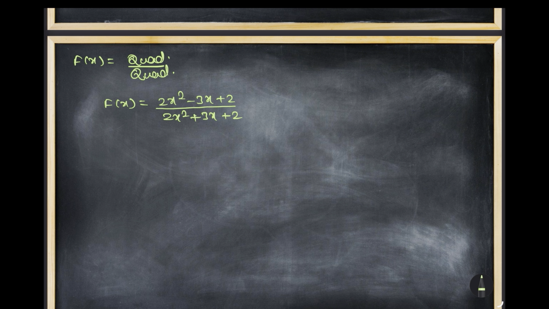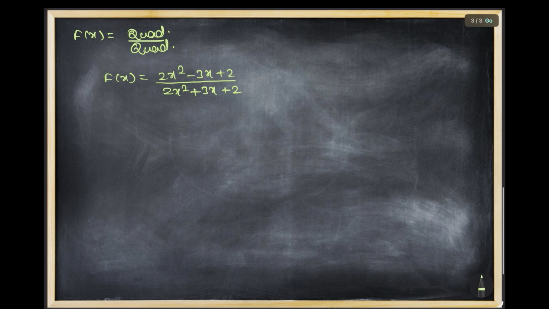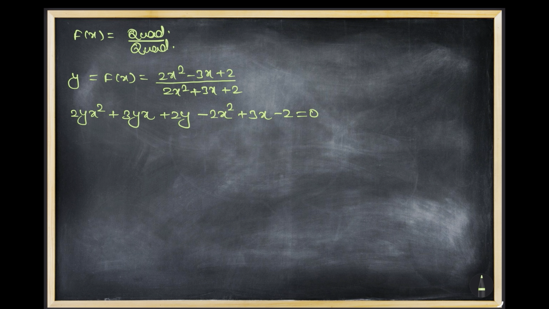Try to understand. First you will replace f of x with y, then do the cross multiplication, then create a quadratic in x. Okay, and based on restriction find out all values of y. Look at this, how we will find out. Suppose f of x is y, I will do cross multiplication, so 2y x square plus 3y x plus 2y minus 2x square plus 3x minus 2 equal to 0.